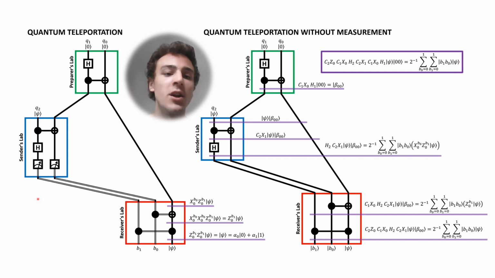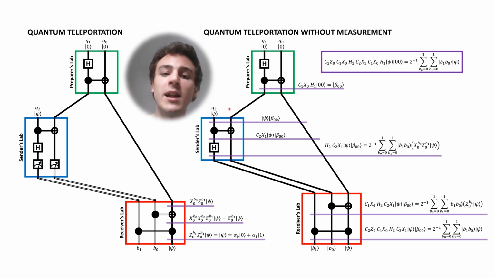So let's focus on the blue boxes, which contain the sending subroutines. In this left blue box, we can see a controlled NOT gate, followed by a Hadamard gate, and then finally we have two measurement gates. In the right blue box, the controlled NOT gate and the Hadamard gate are present, but the measurement gates are omitted. So we do not have measurement at the end of the sending subroutine.